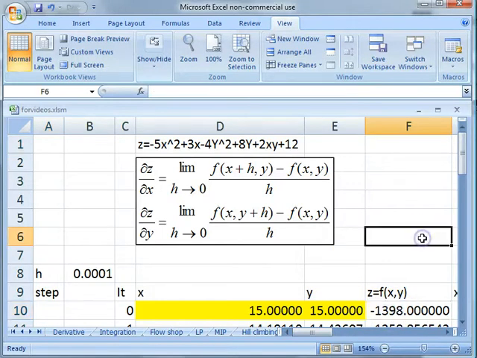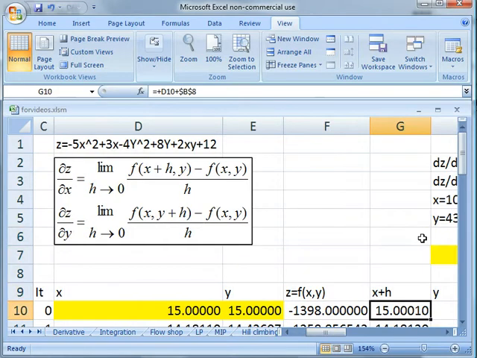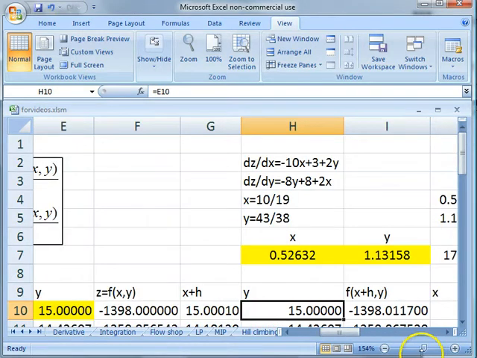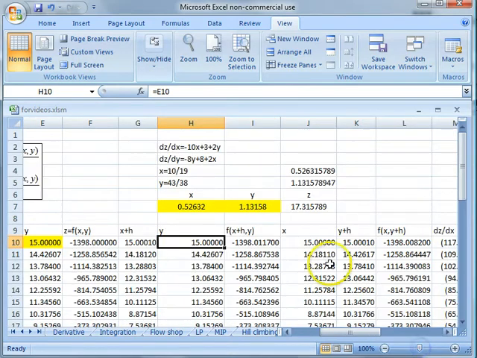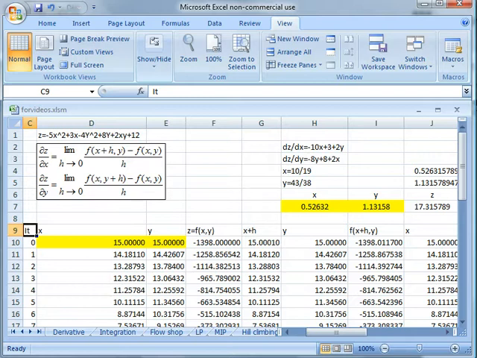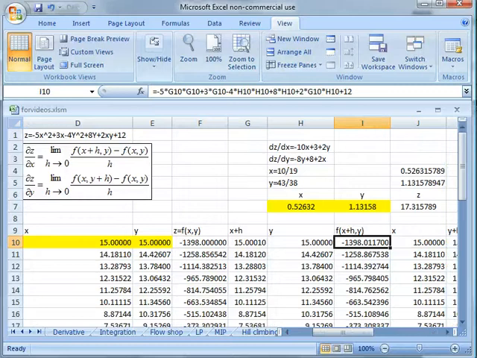So the value of z is negative 1398, and the value of x plus h is 15.0001, and the value of y is just 15. So when I compute f of x plus h comma y, it's going to be a small change with respect to the original value of x plus y. So now it's negative 1398.0017, and that's going to help me to compute the partial derivative with respect to x.